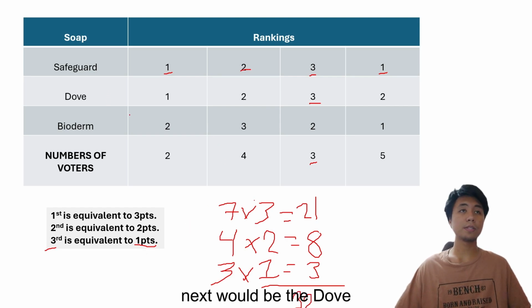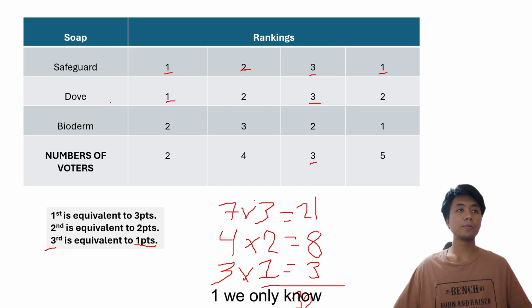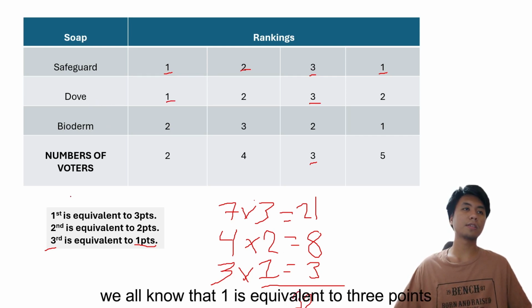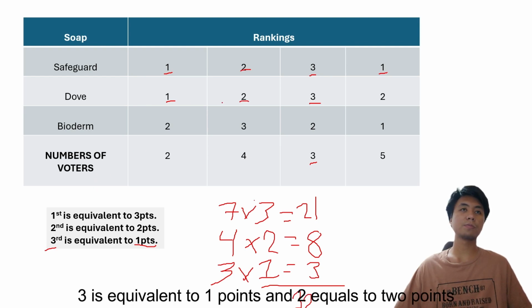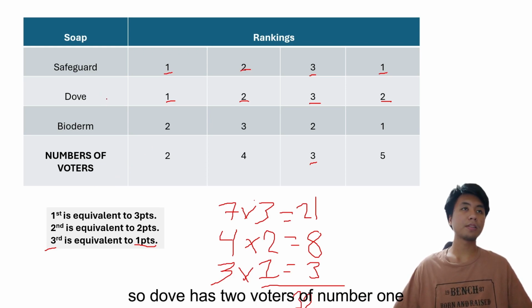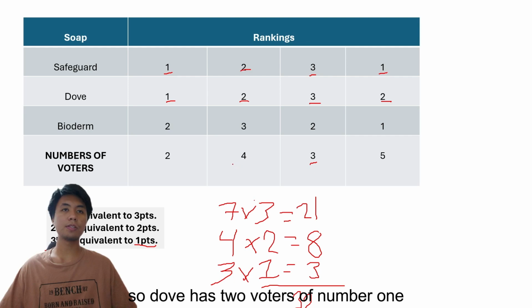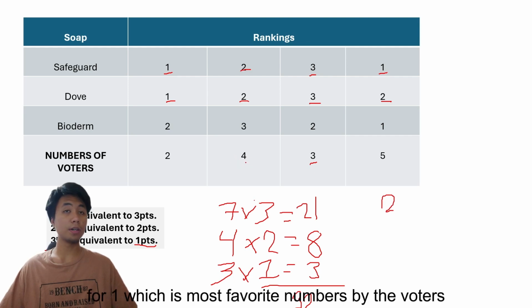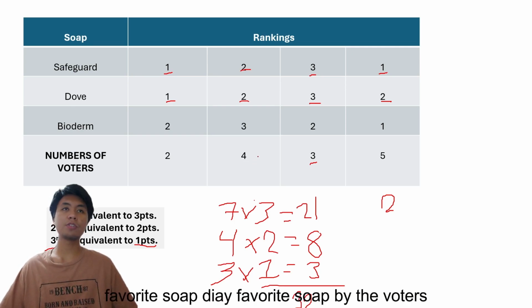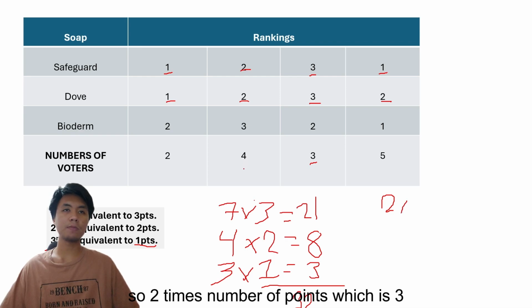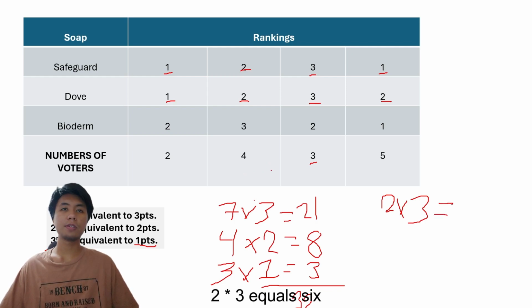Next would be Dove. We all know that first is equivalent to 3 points, second is equivalent to 2 points, and third is equivalent to 1 point. Dove has 2 voters in first, which is the most favored soap by the voters. So 2 times the number of points, which is 3, equals 6.